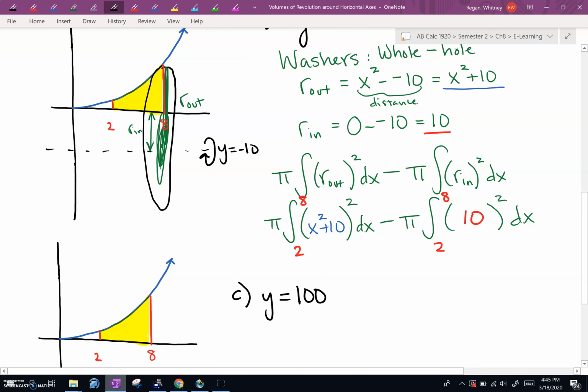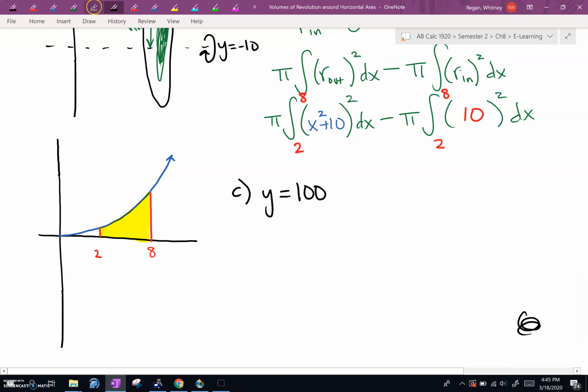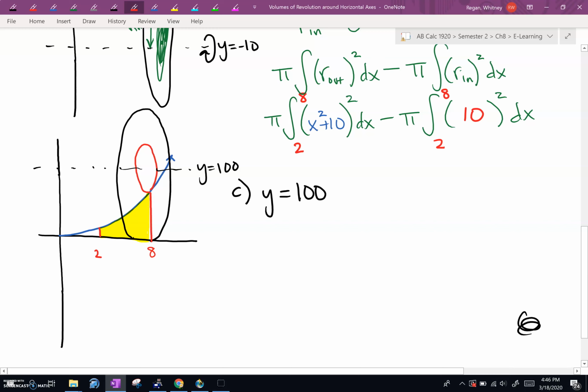Let's go back. So here we are at 100. I'm going to put this a little bit lower than I normally would have. So y equals 100. When we rotate this around, there is again a larger portion. And then if we rotate this around, there's this hole. Please excuse my bad drawing. So we still have this R in and R out. Let me do that in green. From the axis of rotation to the furthest part of the region, that's our R out.